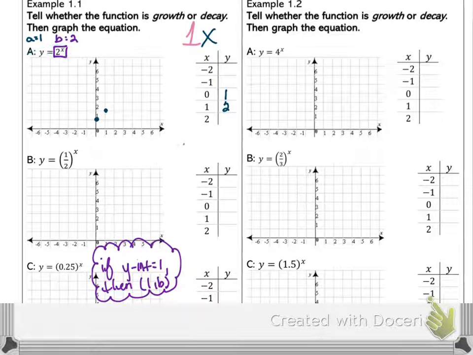It doesn't really matter. I don't have a calculator with me right now, so I'm just going to go ahead and plug it in and get my answers. So if I plug in a 2, because those are easier to do right now, it's going to be 2 to the power of 2, which is equal to 4. If I were to plug in a -1, it'd be 2 to the power of -1.